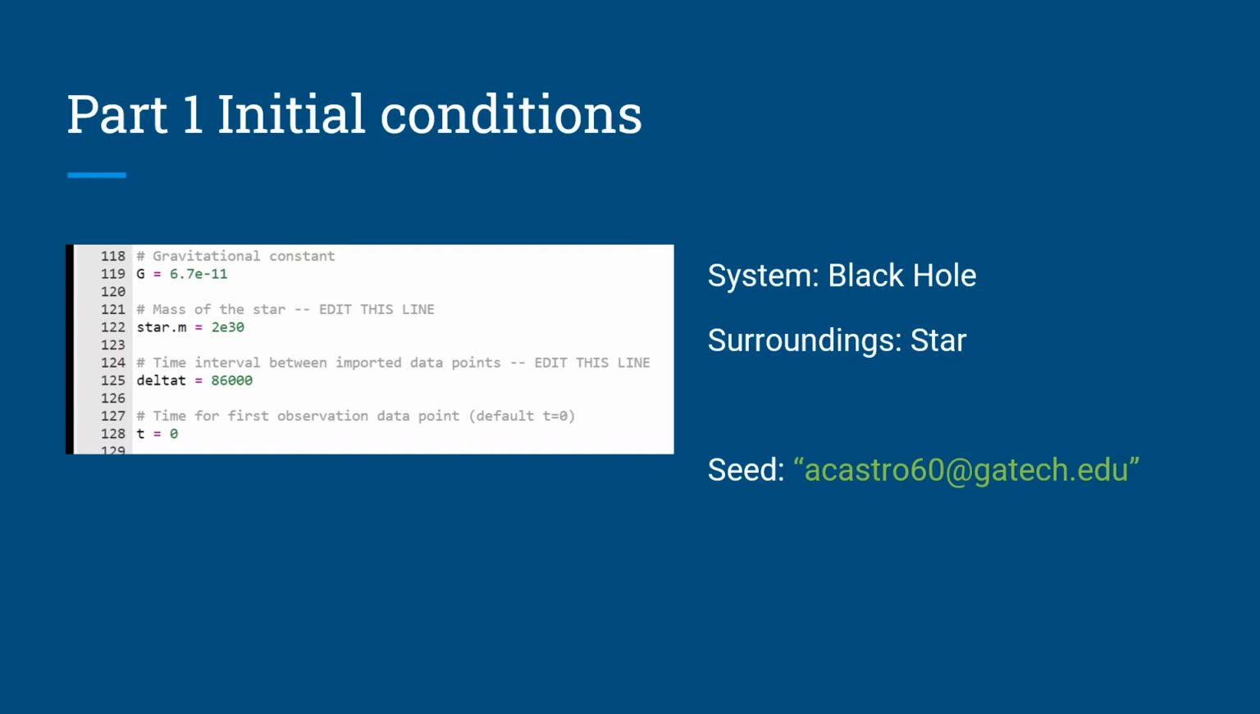For this part of our lab, our system was considered to be the black hole and our surroundings the star. And for the calculations, we used a gravitational constant of 6.7 e to the negative 11. The mass of the star was considered to be 2 e to the 30 kilograms, and our change in time was considered to be a day, or 86,400 seconds. We also used a seed, which is the string of my email, which gave us a unique set of values for this trajectory.